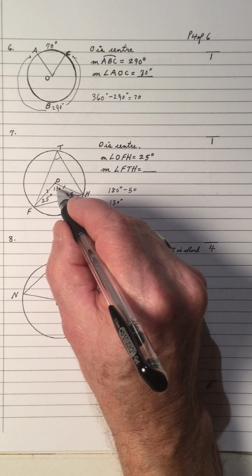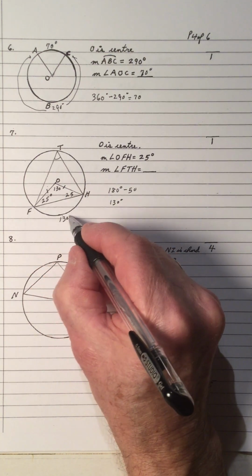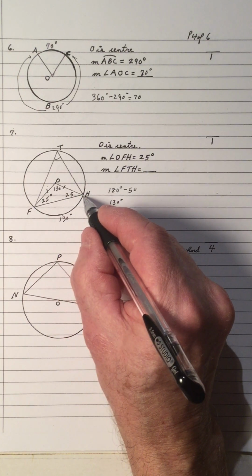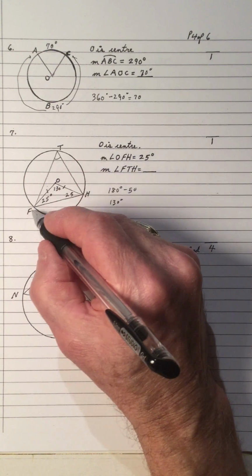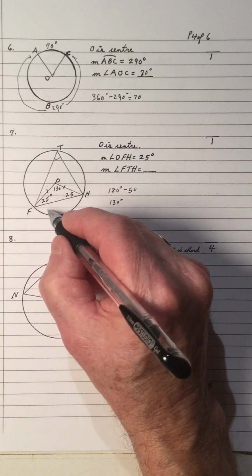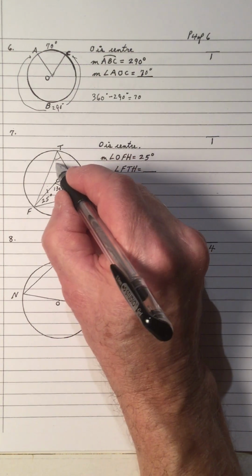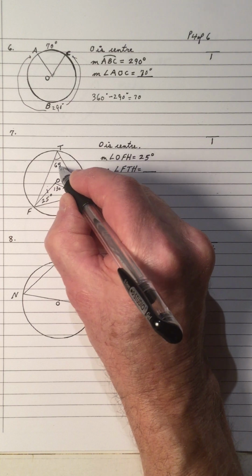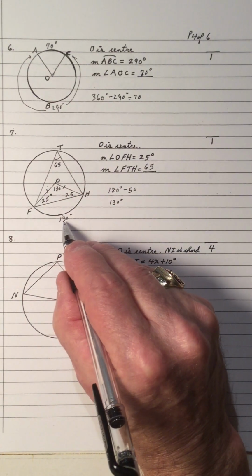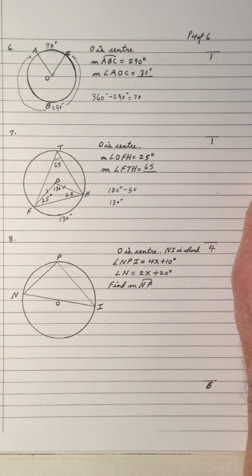If this angle is 130, the arc FH is 130 because the central angle and the arc are the same size, same measure. And this angle FTH intercepts this arc, same as the central angle does. So this angle here is 65, because it's half the central angle. And if you have 65, give yourself a mark.